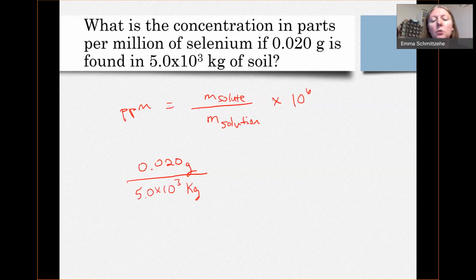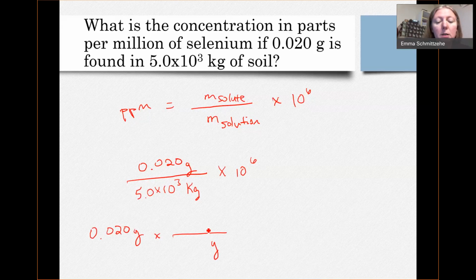So now we actually have a little bit of a problem. We can't just divide those and multiply by 10 to the 6th and be done. We need to convert one of those, okay? Now, it doesn't matter which one you convert, but you have to have the right units. And so we could first take, say, 0.020 grams, and convert the grams to kilograms.